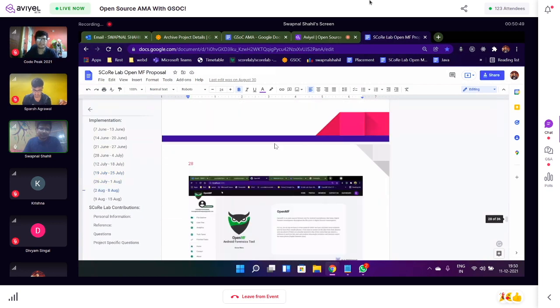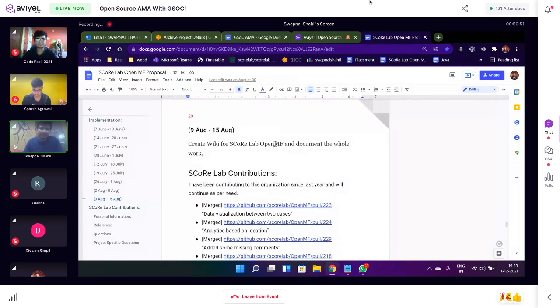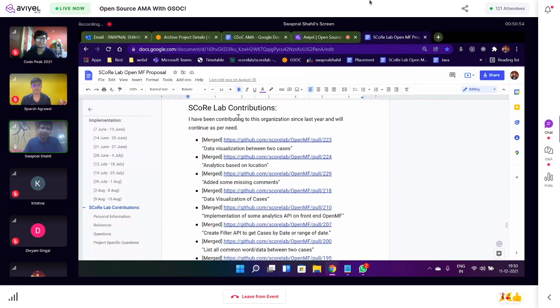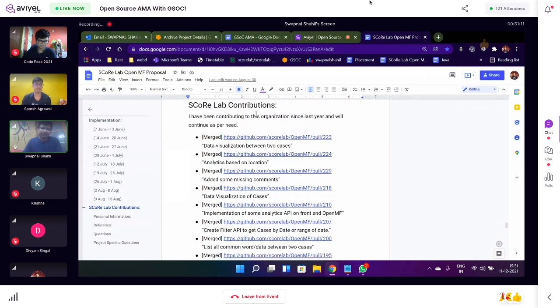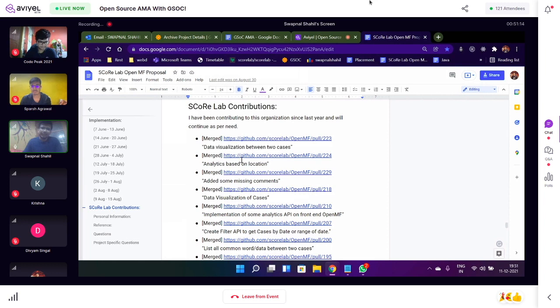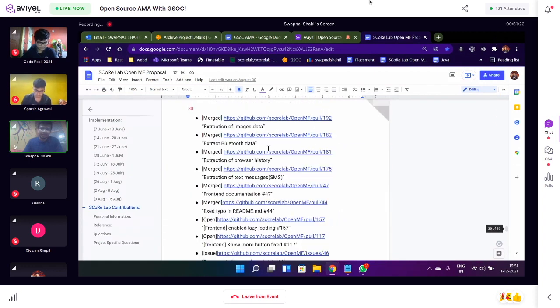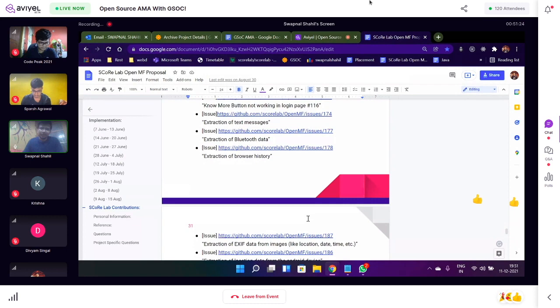Yes, this is the very important part. You have to write all the contributions which you did before applying for GSoC in the same organization itself. Whether it is merged, open, or an issue, whatever it is, you have to write the link and provide some information related to that pull request or the issue. So these are all my contributions which I did.